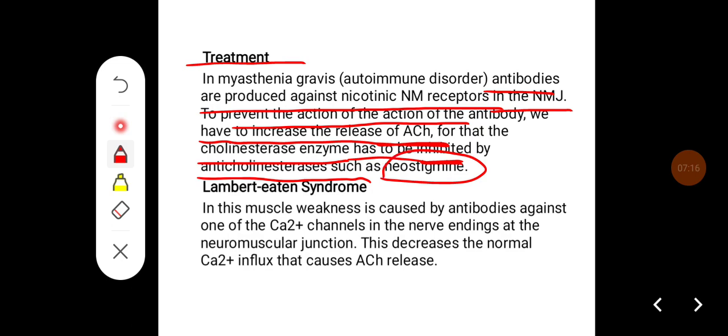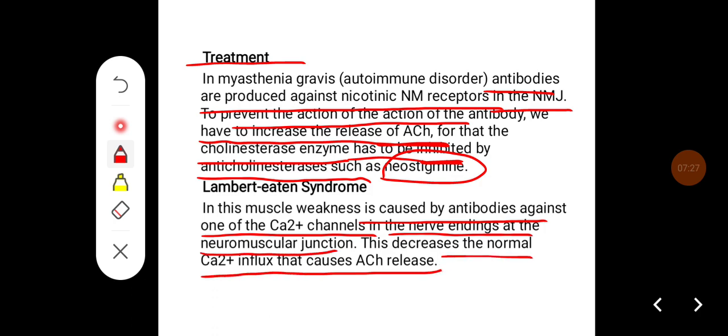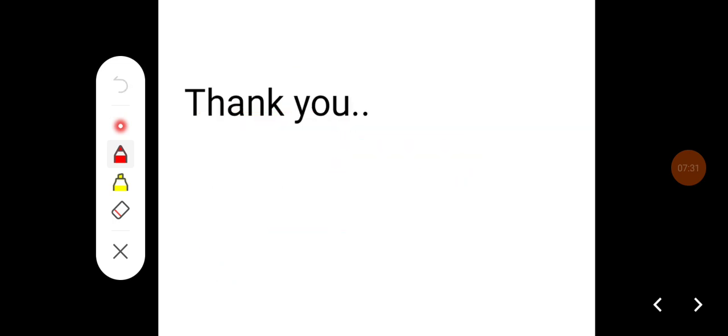Lambert-Eaton syndrome. In this, muscle weakness is caused by antibodies against one of the calcium channels in the nerve endings at the neuromuscular junctions. This decreases the normal calcium influx that causes acetylcholine release and it leads to paralysis. This is in brief about neuromuscular junction.